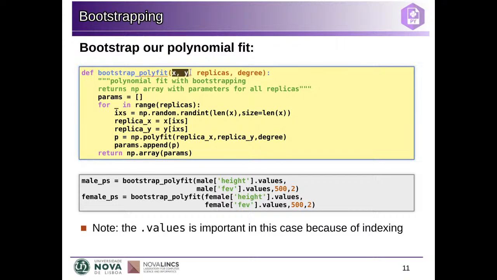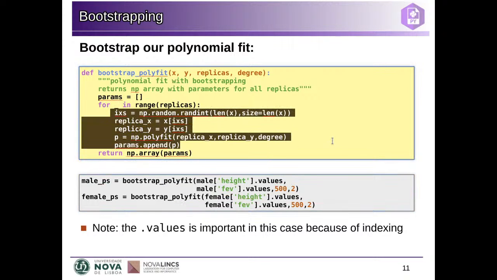We have the X and the Y values, in this case, the height and the lung capacity values, the number of replicas we want to create, and the degree of the polynomial to fit. So now, for each of these replicas, note here that I'm using an underscore as a variable for the for loop, because I don't really care in which replica I am. I just want to execute this code as many times as the number of replicas specified here. For example, if the user specifies 500 replicas, I'm going to do this 500 times.